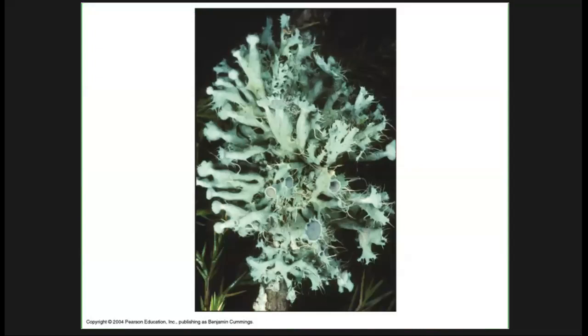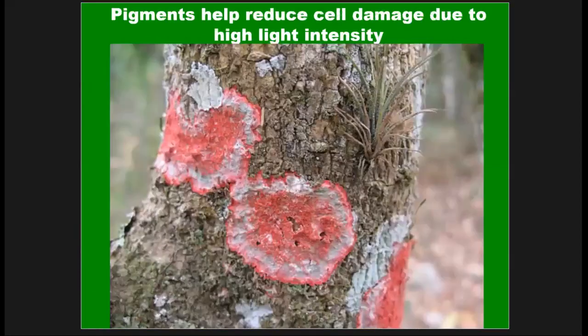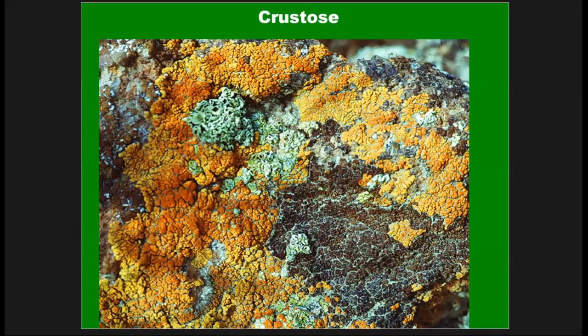Here is another. This is actually more of a fruticose because it grows more upright off, in this case, a tree branch. It's a little hard to tell because we're looking down on it, but it is growing more erect off of the substrate. Here you're looking at crustose, where you have a kind of crumbly look to the lichen, very tightly adhering to the rock surface. And you can see that they're different colors. This one is more red, whereas this one's more golden.